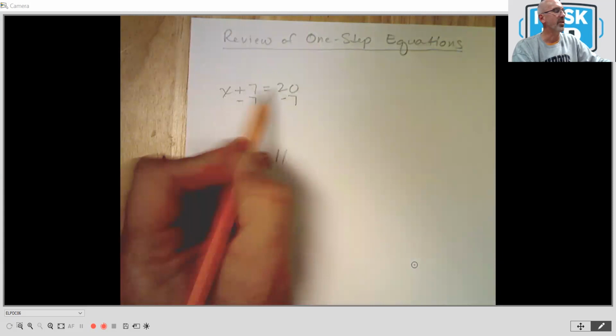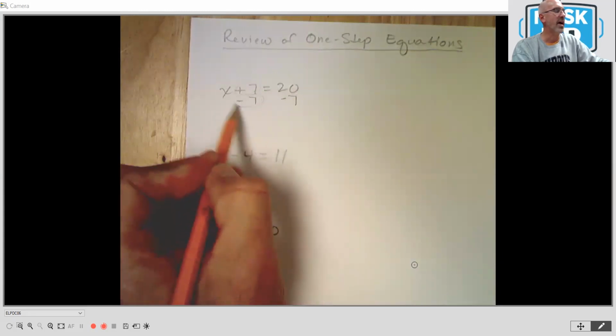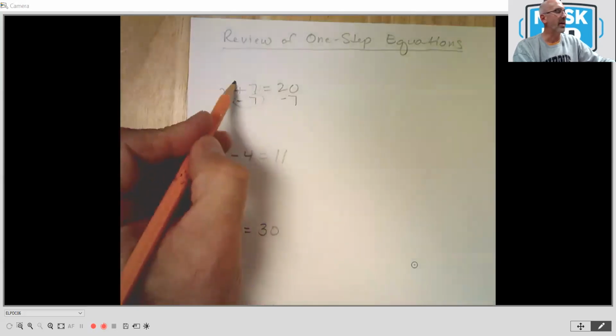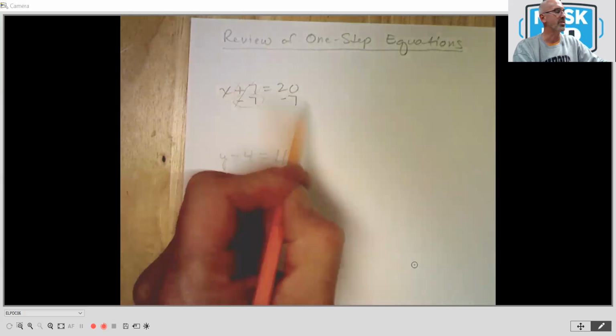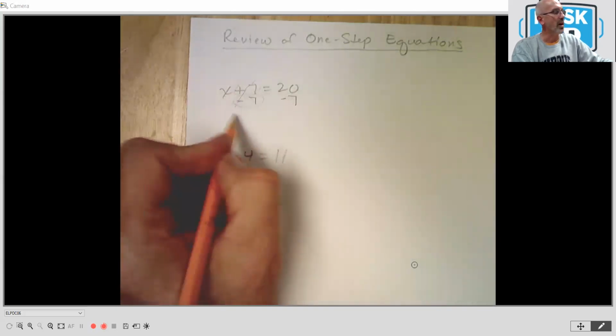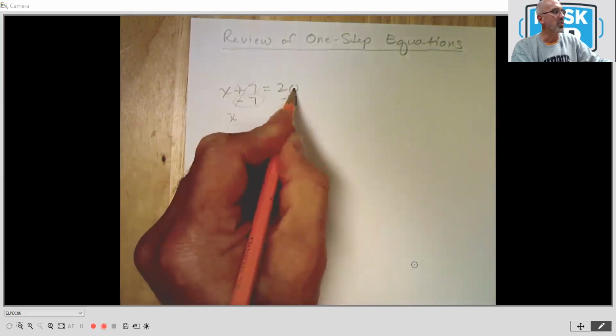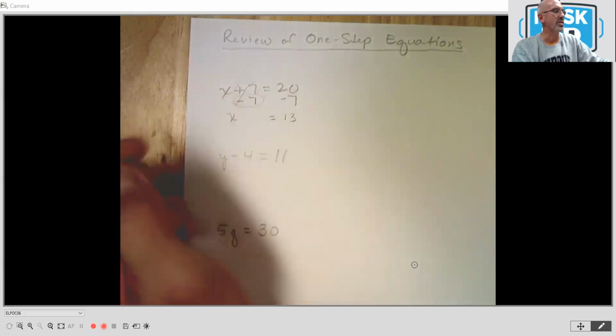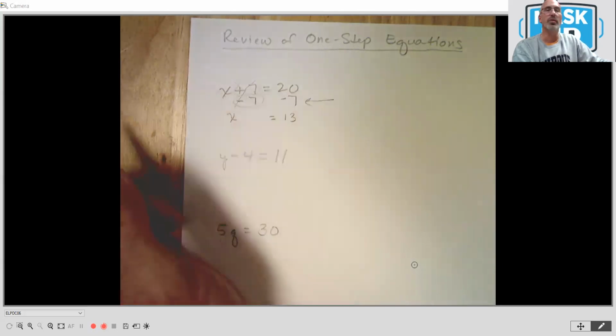So x plus 7 equals 20. We have plus 7, so we are going to subtract 7. And that gets rid of this value. We have to do the same thing to both sides. So we are left here with x on the left, and then 20 minus 7 is 13. So x equals 13.